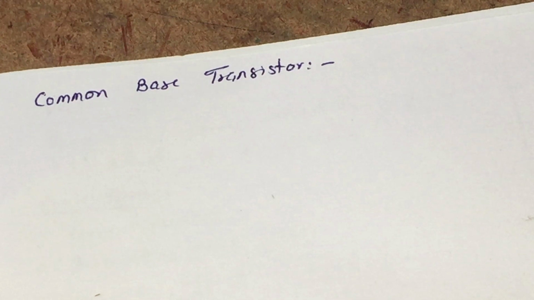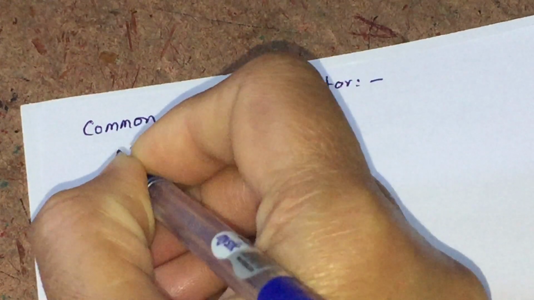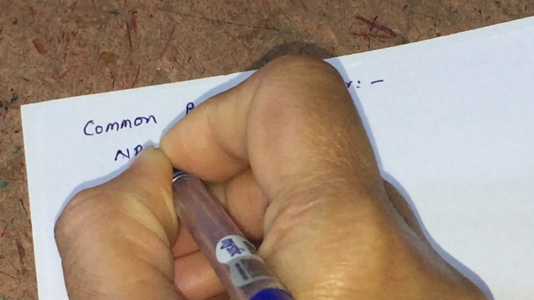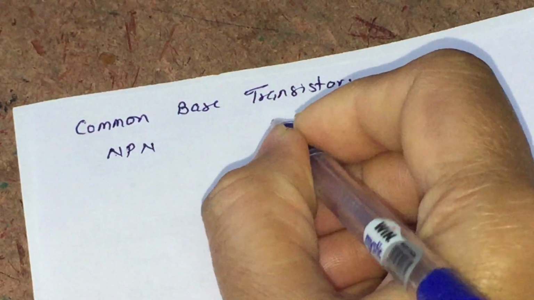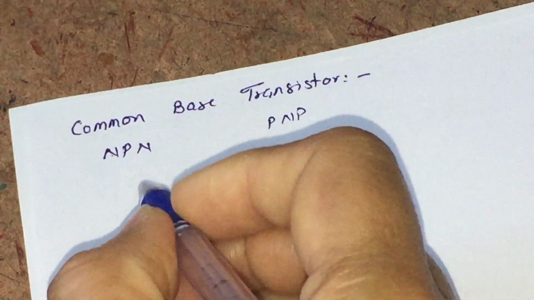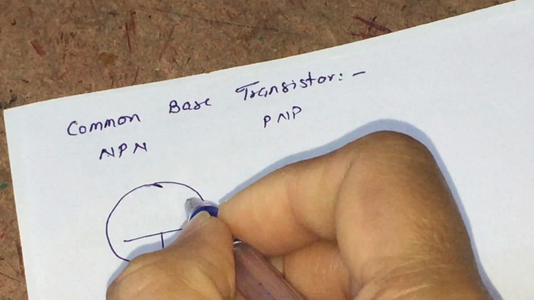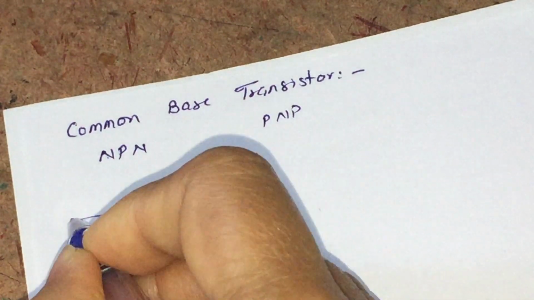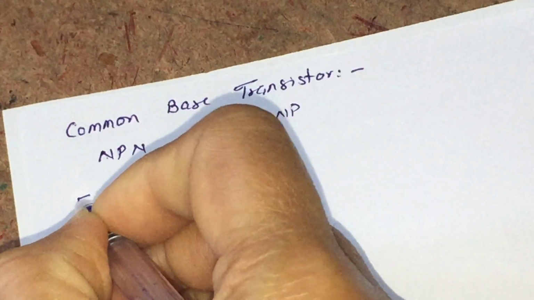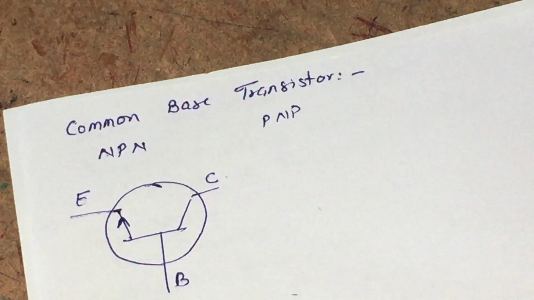Hello students, today's topic for discussion is the common base transistor. As we know, on the basis of construction we have two types of transistors: one is NPN type and another is PNP type. In both transistors, if we give their symbolic representation, there are three terminals: the emitter terminal, the base terminal, and the collector terminal.